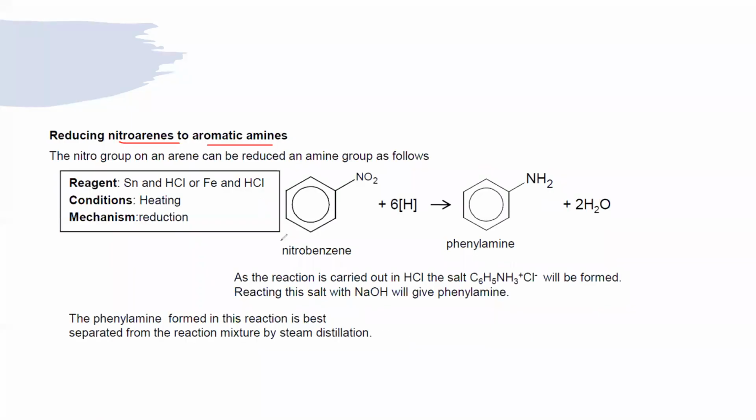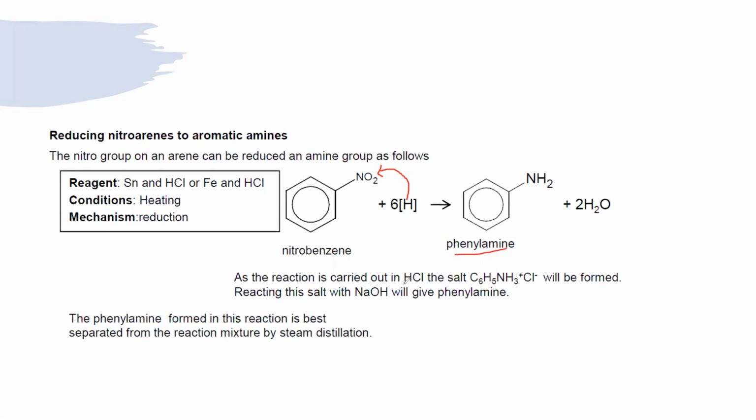The term reduction means addition of hydrogen or removal of oxygen. So the nitro group of an arene can be reduced to an amine group. How? By reacting with tin and hydrochloric acid or iron and hydrochloric acid. When a metal reacts with an acid, it gives a salt and hydrogen, or rather nascent hydrogen, freshly prepared hydrogen, and that nascent hydrogen will react with the nitro group and remove oxygen. So nitrobenzene will convert into phenylamine.